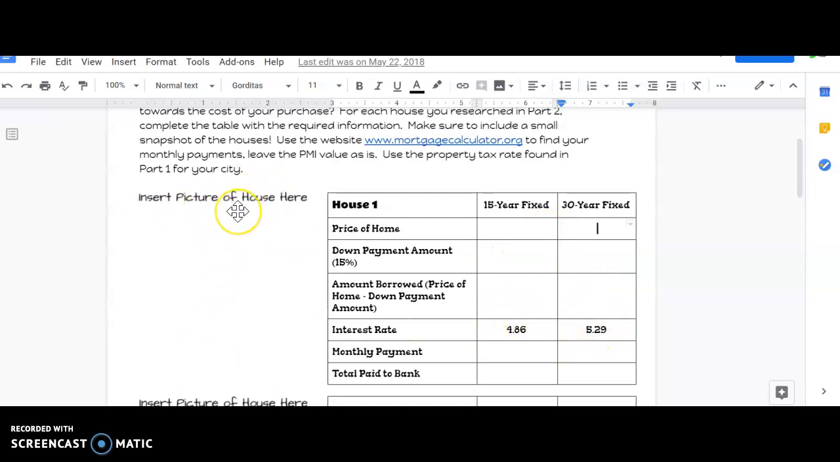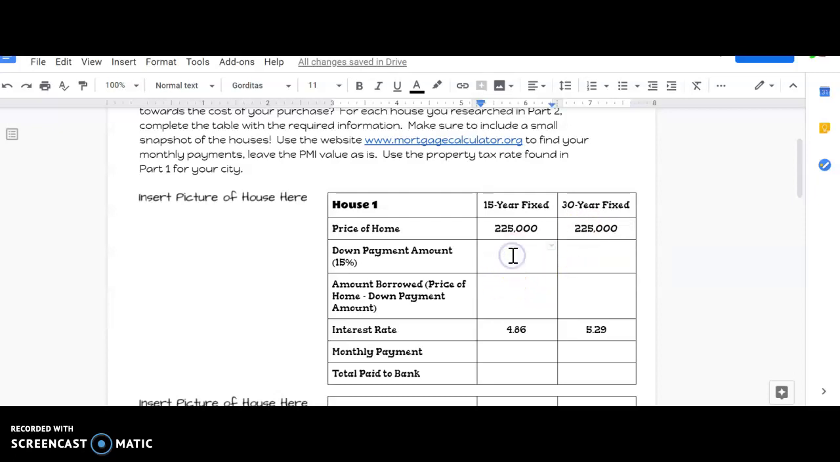Your house picture that you put on document number 2 from last week, you can put your house here. You're going to need to do all 4 of your houses. So your price of your home, let's say we picked, I think the example I did was $225,000. That is actually going to go in for both of these, for a 30 and a 15, because that is just the price of the house. Your mortgage does not change the price of your house.